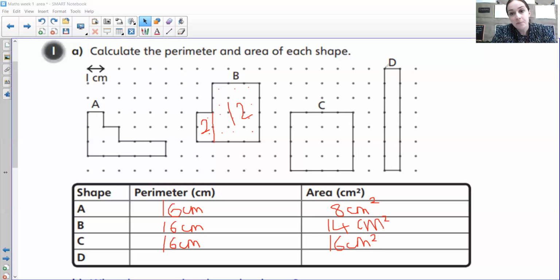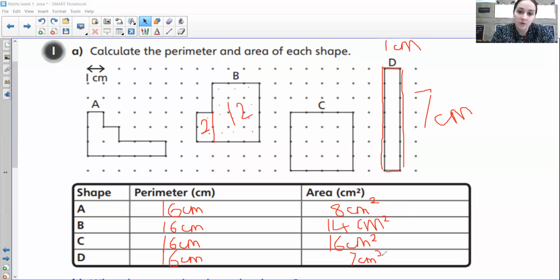Last one then for D, perimeter would be 1. And then the bottom you could also do 2, 3, 4, 5, 6, 7, 8, 9, 10, 11, 12, 13, 14, 15, 16. So also 16 centimetres, and the area then would be one, oh, I've just counted it as well, 1, 2, 3, 4, 5, 6, 7, there we go. Would help if I labelled this better, but it's really difficult on the computer screen. So 7 centimetres times 1 centimetre would be 7 centimetres squared.